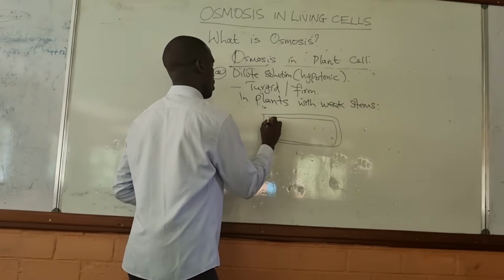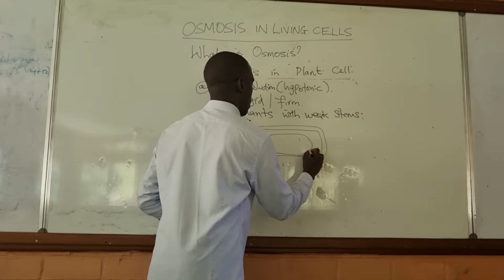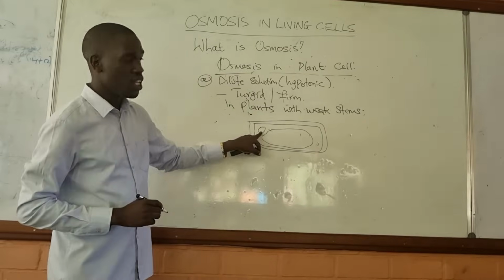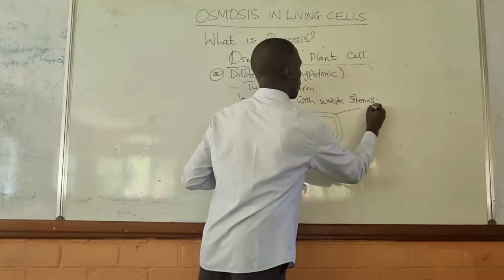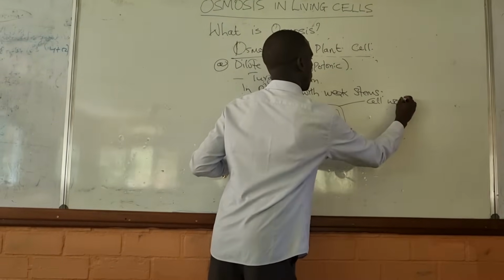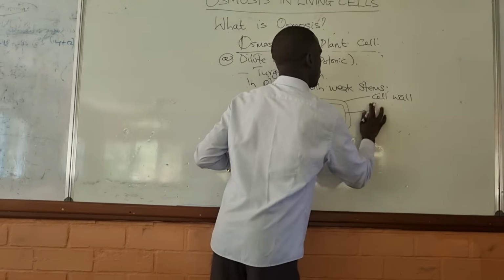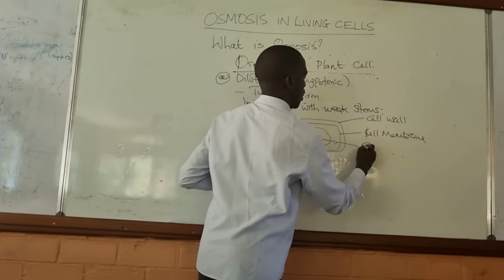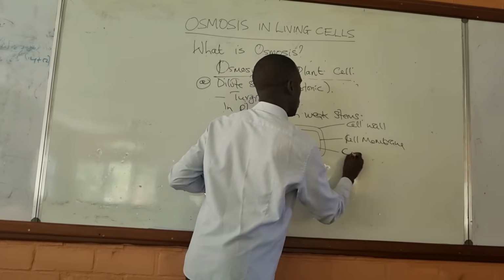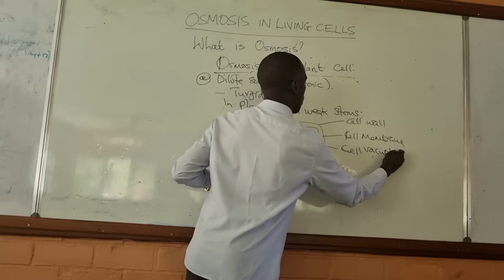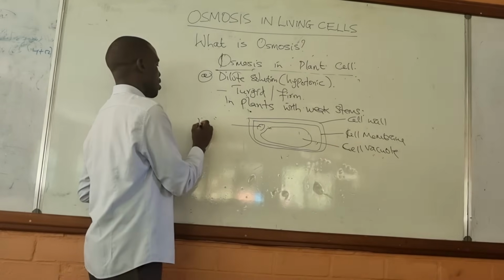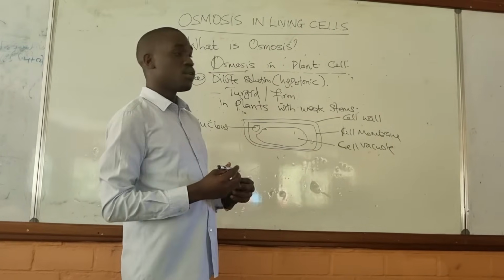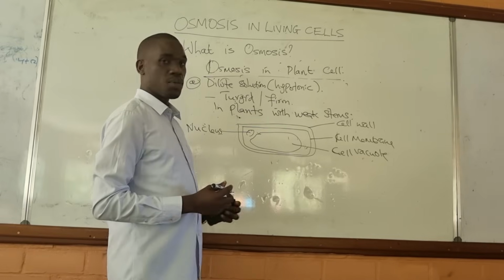So if you have a plant cell, that is the cell wall, the cell membrane, we have the cell vacuole, and then we have the nucleus. Don't forget we have not included all the cell organelles in this plant cell.